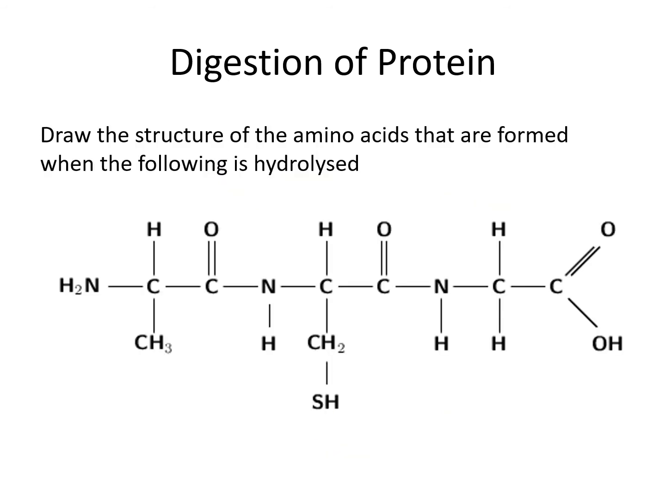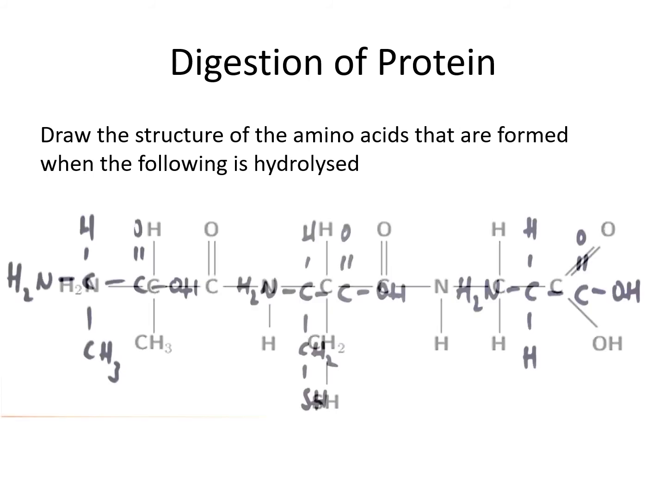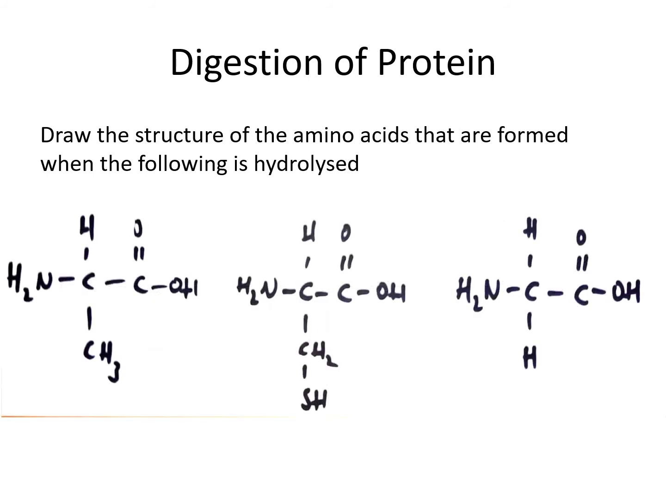We've got an example here of a short part of a protein. Could you please draw the amino acids that will be formed from the hydrolysis of this protein? Pause this and then come back to it when you're ready. Hopefully you found out that there were 3 amino acids here, and these are the structures of the amino acids that were formed.